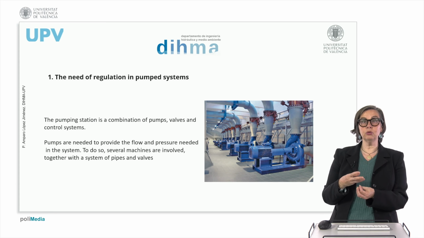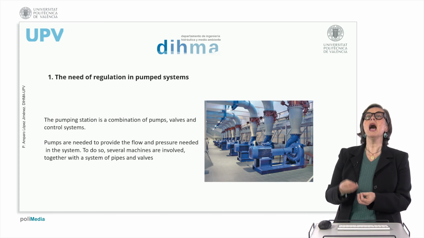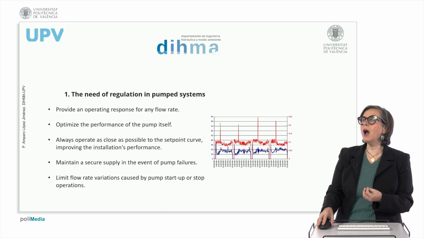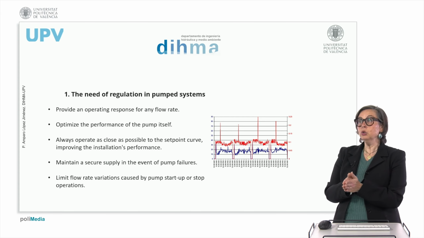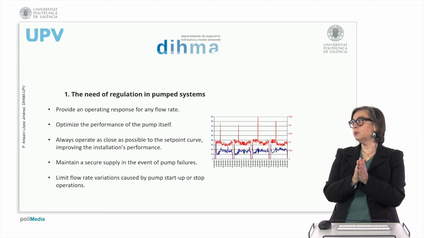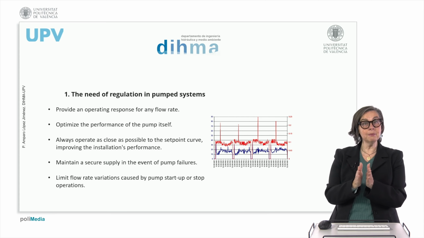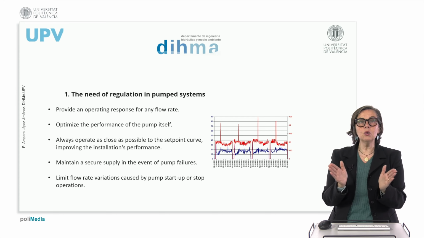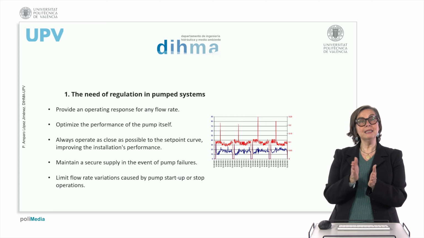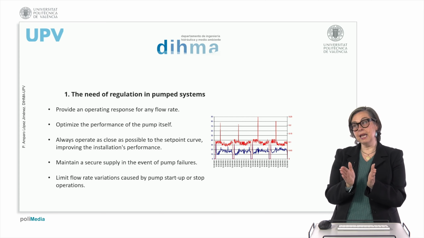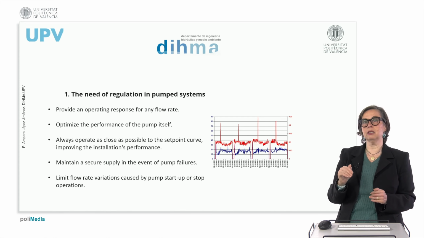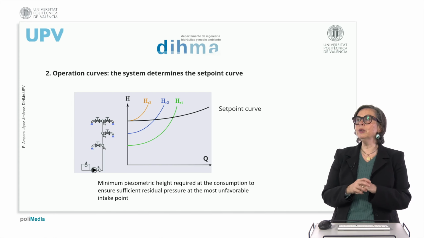So pumps are needed to provide the pressure and the flow, and we need a system to control the operating point of the whole system. So why do we need this regulation? To provide a particular operating response, to optimize the pump itself, to operate always as close as possible to the set point curve, to maintain a secure supply in the case of a pump failure, and to limit flow rate variations in a real system.